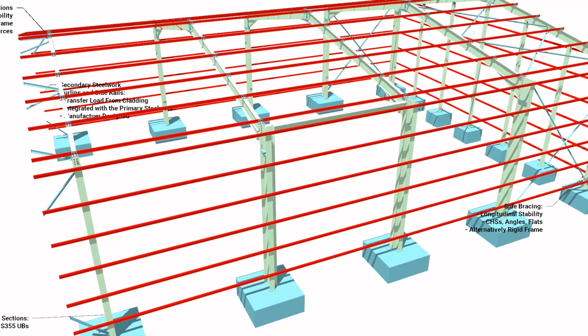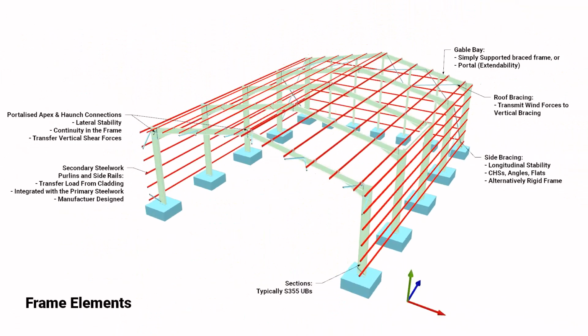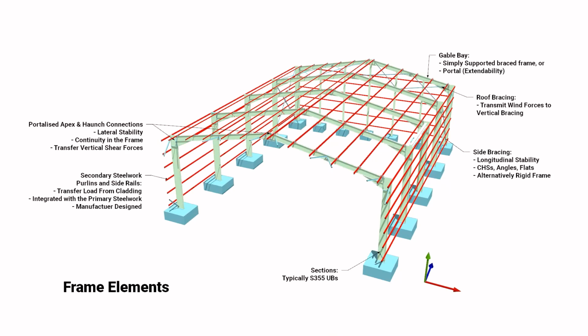We also have secondary steelwork in the form of purlins and side rails which support the building envelope, which is typically cladding. The secondary steelwork transfers all the wind loading from the cladding onto the frame, and we get manufacturer's tables which usually assume the cladding restrains this secondary steelwork.